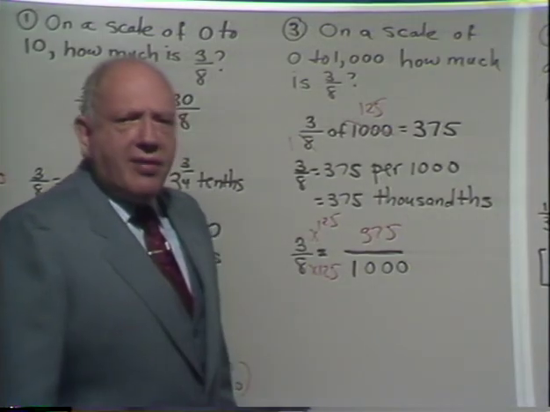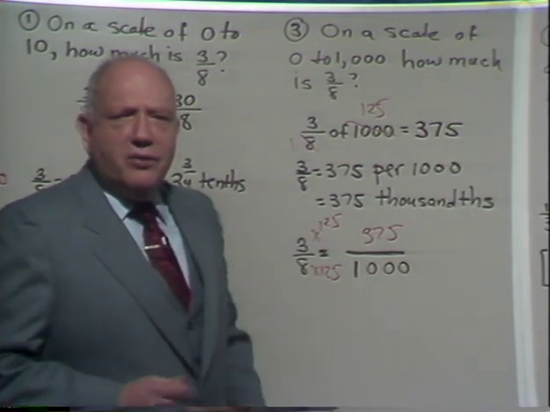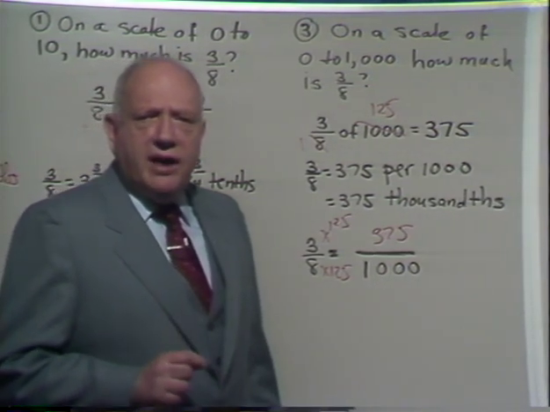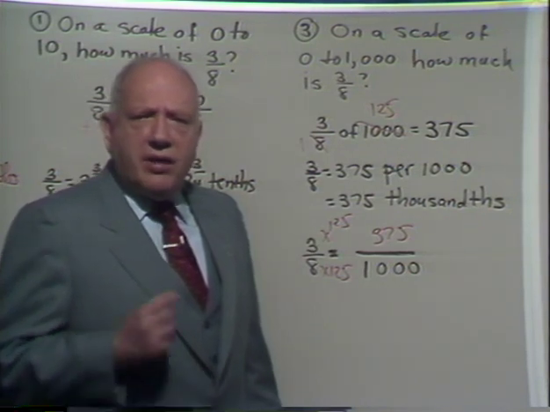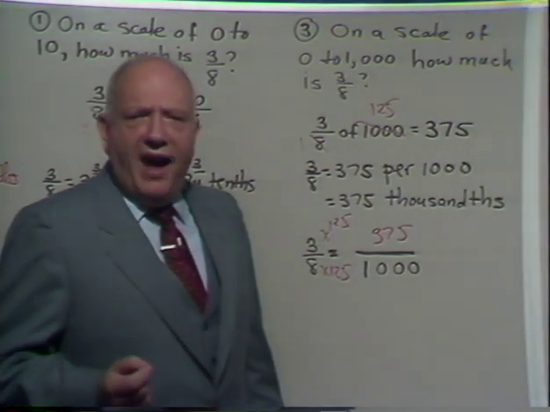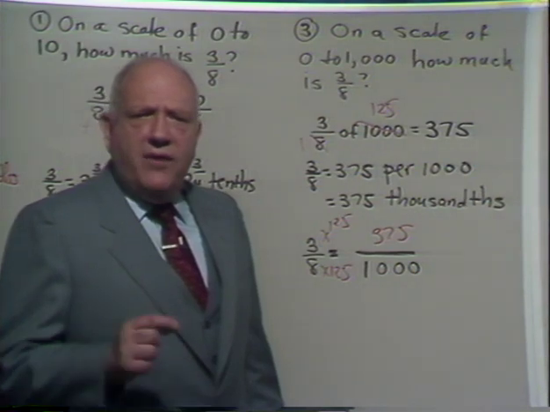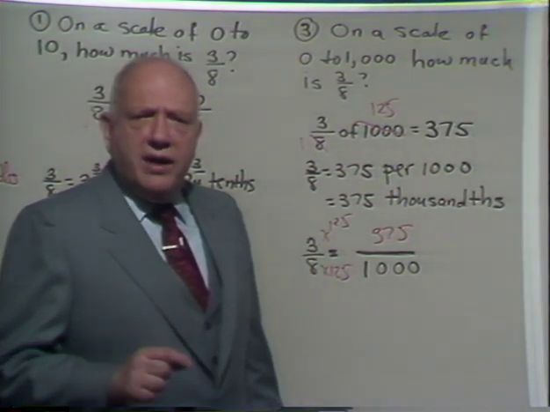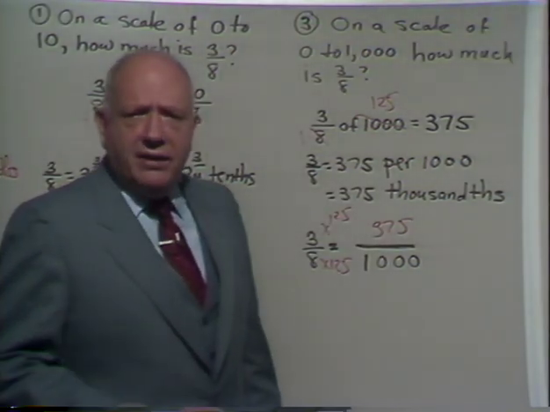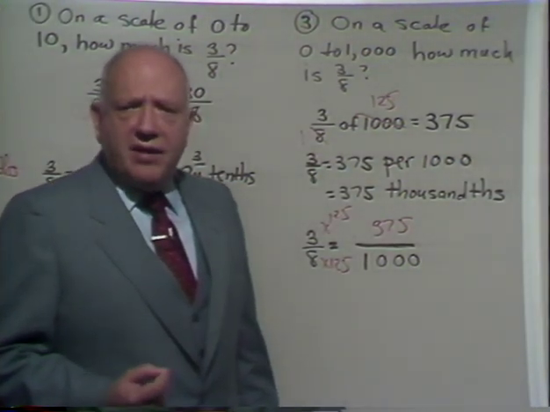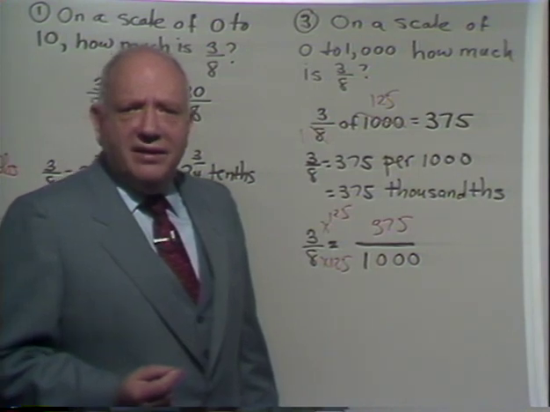And by the way, that's how baseball averages are computed. When a baseball player gets 3 hits in 8 times at bat, he's got 3 out of 8 hits. And when you say, what's he batting? They say .375. And what they mean is, if he were to continue at a rate of 3 hits in every 8 times at bat, which is very unlikely, but at that rate, he would get 375 hits in 1,000 times at bat. You follow the idea?